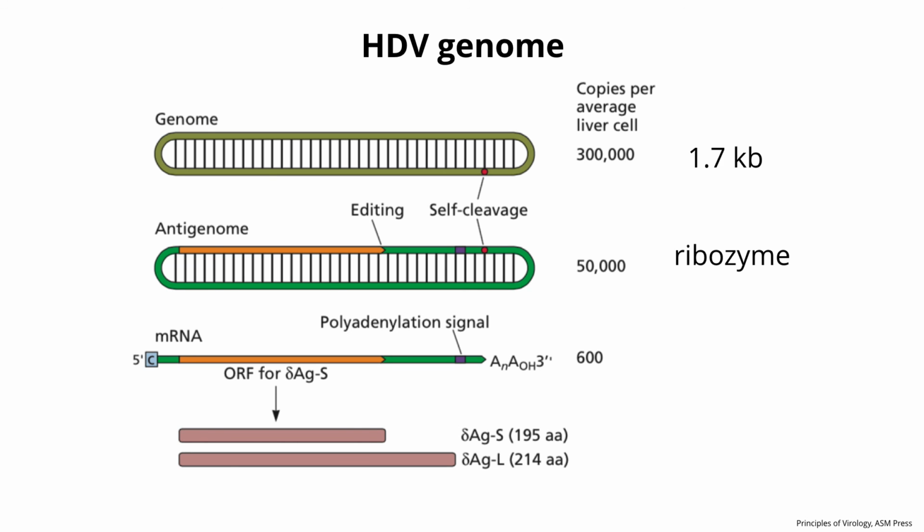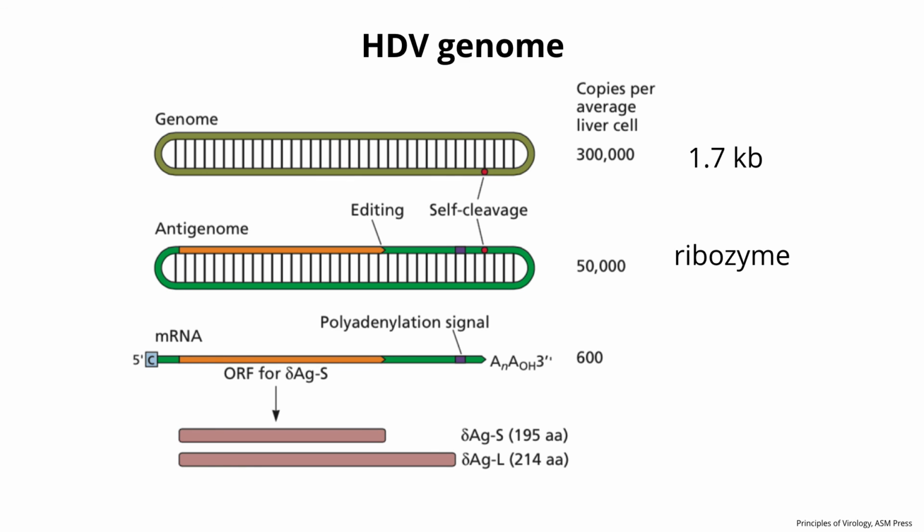From the genome, you make a single mRNA. So the anti-genome would be the plus sense, if you will. It's the same polarity as the mRNA. You make a single mRNA that encodes for a protein called delta antigen, and there is actually an editing site at the end of the genome so that you can make two different sizes of delta.